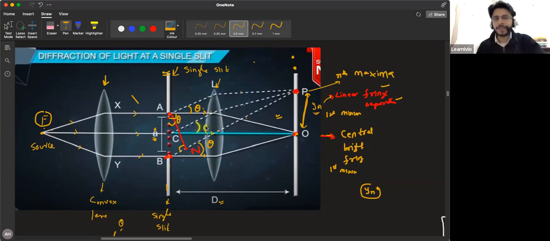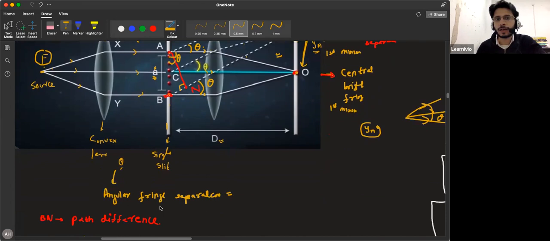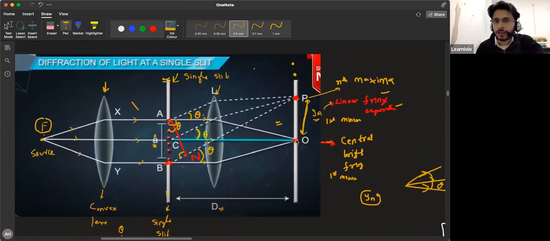This theta here decides the extent of bending. The greater the value of theta, the greater the bending, right? So if light rays are going like this, then they bend here and they bend here. So the greater the bending, the greater the value of angle theta. We sometimes call this theta the angular fringe separation. And this Yn is the separation from the central bright fringe to some point P. Over this point, the waves which bend at a particular angle theta will converge, and you will get a maxima or a minima over this point.